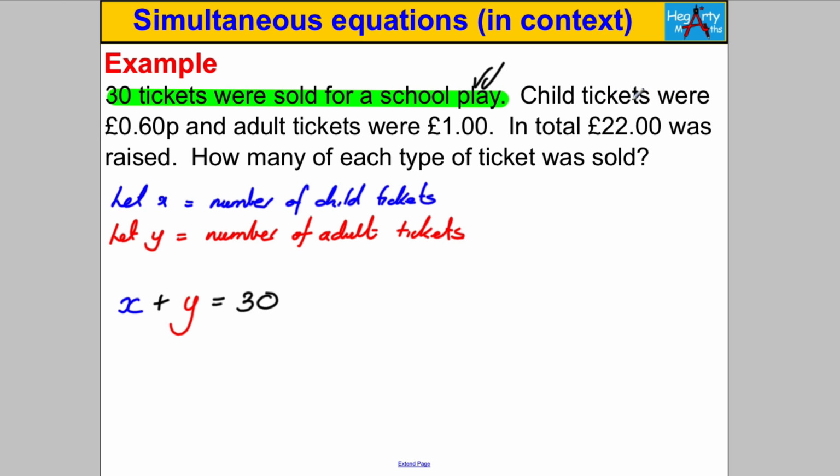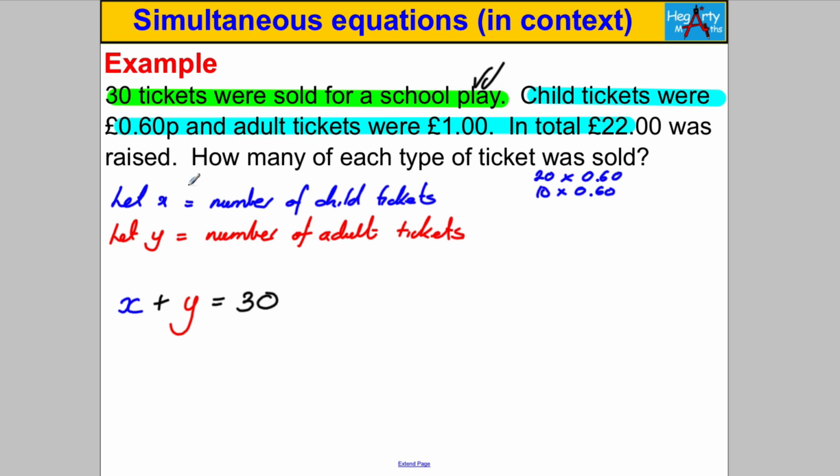Now we're also told that the child tickets sell for 60p and the adult tickets sell for £1, and in total £22 were sold. There's another equation we're going to be able to write down from this information. Now let me explain. Just imagine I told you 10 child tickets were sold and they were 60p each. How much were they raised? Well, you would do 10 times 0.60, wouldn't you? If I told you 20 child tickets were sold, you'd do 20 times 0.60.